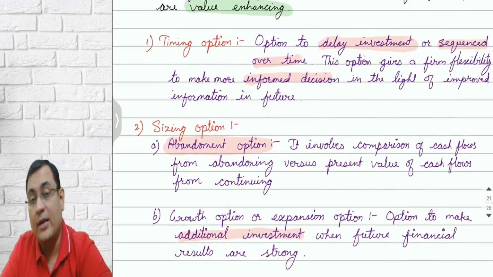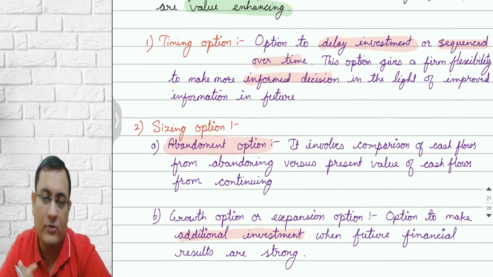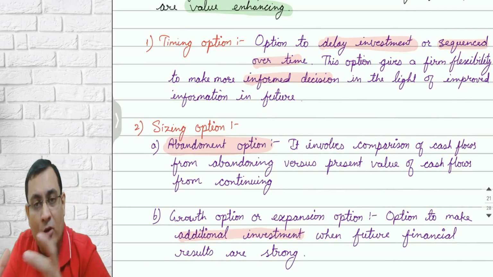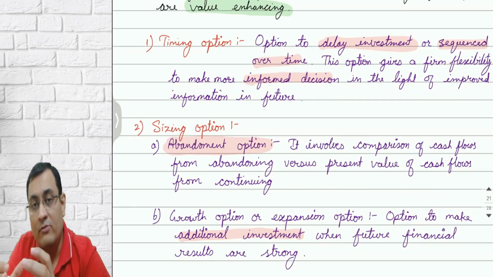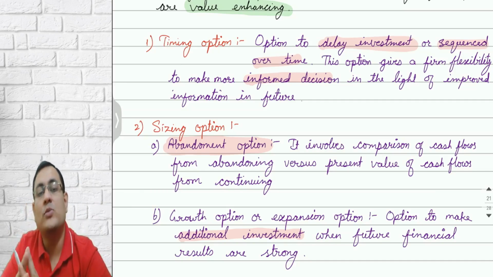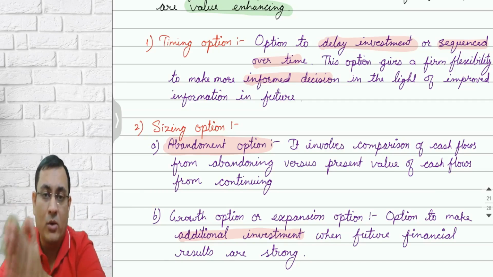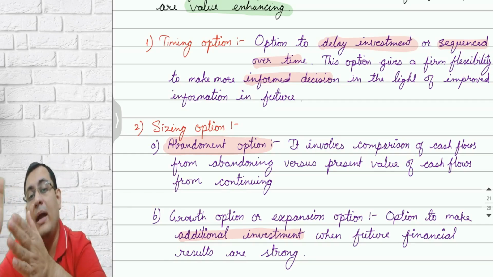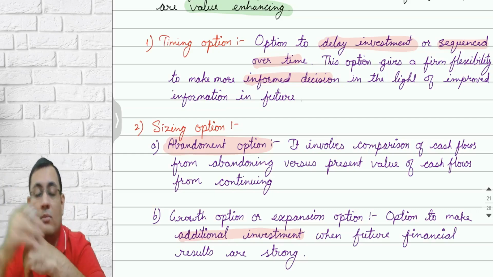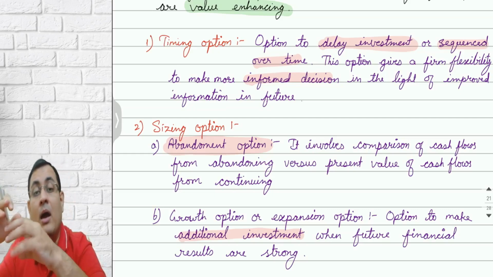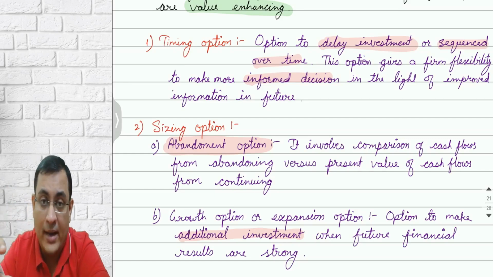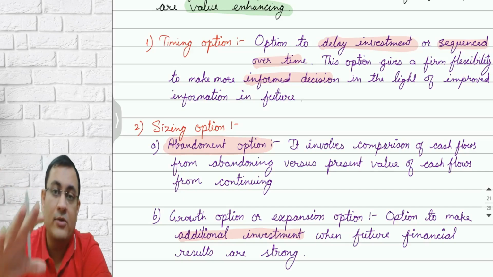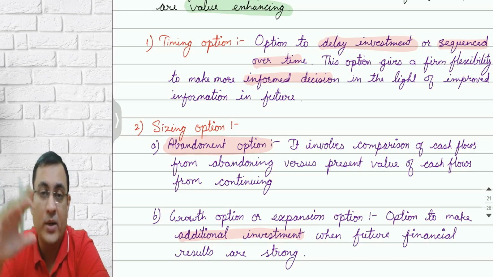So what are the different types of options? The first type of option is the timing option. When I say timing option, it means you can time your investment. Time your investment means we can delay our investment. Rather than investing the complete amount at T0, we may say no, we will invest in part: some part at T0 and then the remaining part after some point of time, and that too at my choice. It means with more information coming in, then only we will decide whether to go for additional investment or not.